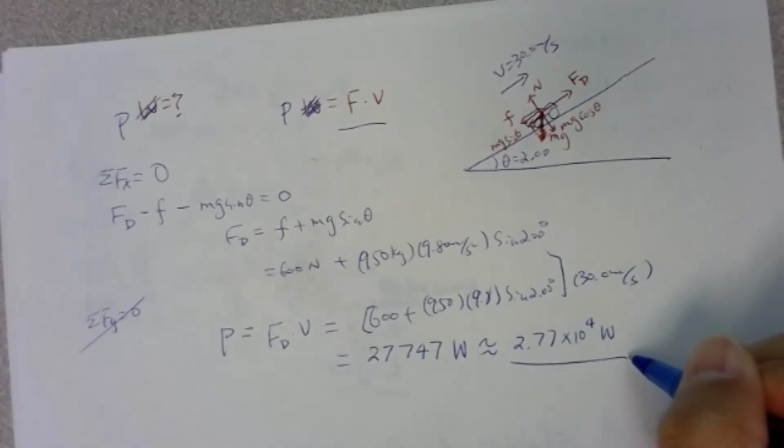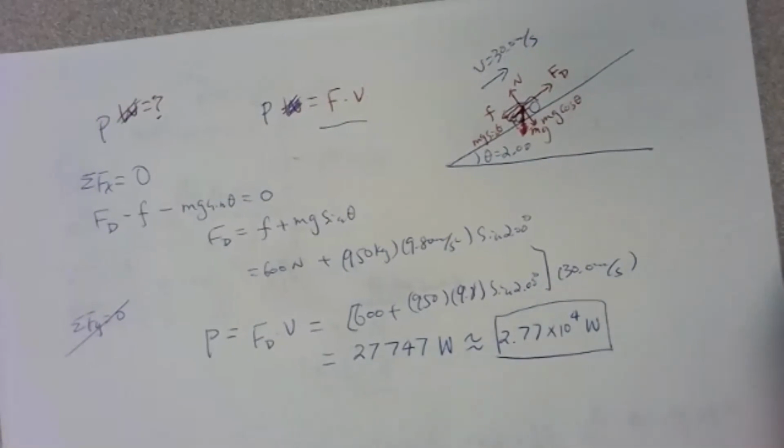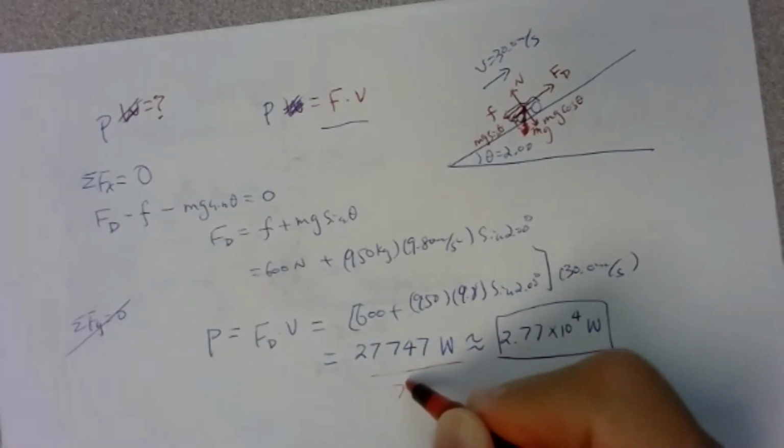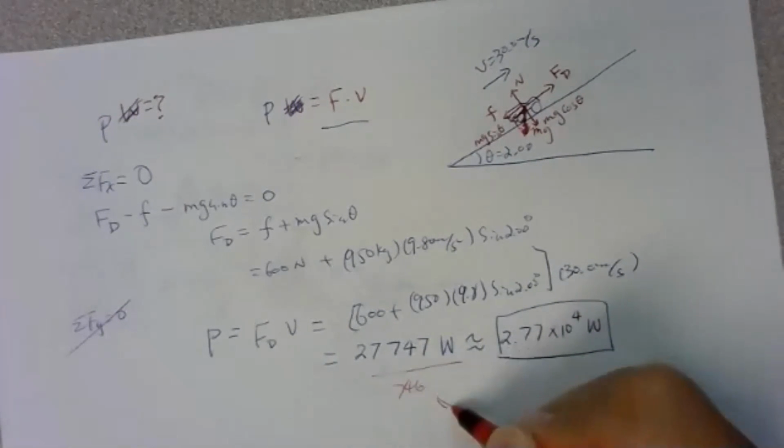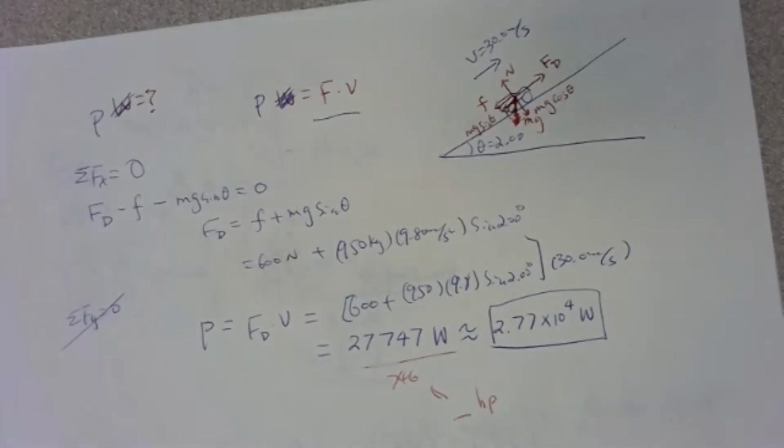If you want, you can also express this in horsepower. So basically, this divided by 746 will give you the power in horsepower. Any questions you might have on that?